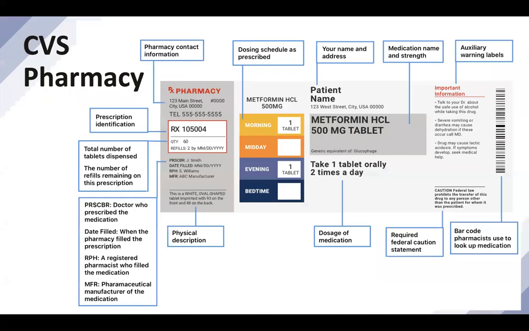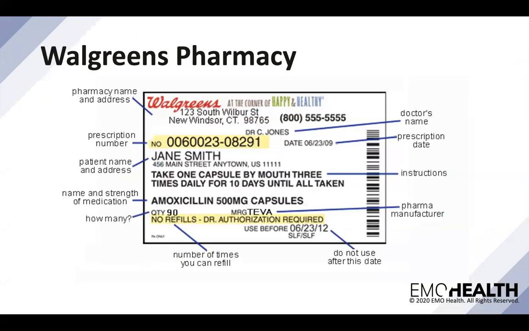We wanted to provide you with examples. I did say that every prescription label will have the same information, but it may appear in a different format or order. So we picked some major retailers for you. Here is the standard format for a CVS pharmacy label. It will always appear in this format. Here is the standard format for Walgreens Pharmacy. Again, the label will always appear in this format.